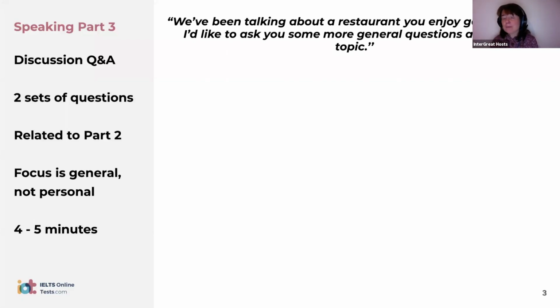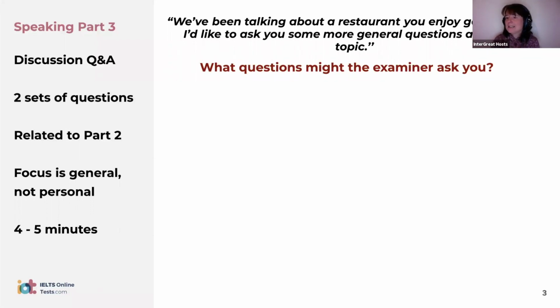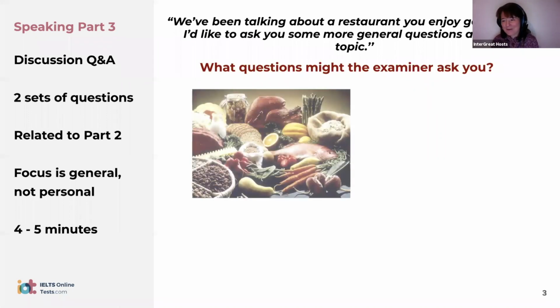So this is the script that the examiner has. They always start with this general statement. It's the same in every single test. What we're going to do is try and put ourselves in the examiner's shoes and think about the kinds of questions you might be asked. It's very helpful as an exercise to think about what kinds of questions you would tend to be asked. Remember, these are general questions, not personal questions. Okay, all right, we'll come back.